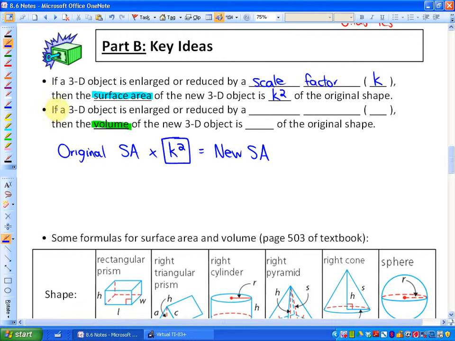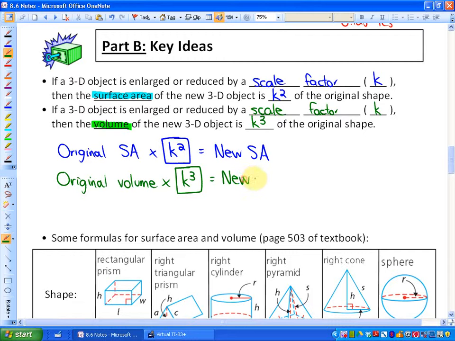The second thing that we learned in the previous activity was, if a three-dimensional object is enlarged or reduced by a scale factor, and we're again going to call it k, so if the measurements are enlarged or reduced by a scale factor of k, then the volume of the new 3D object is k cubed times the original shape. In other words, you may want to write this down. This is going to be the most useful formula: the original volume times the scale factor cubed is equivalent to the new volume.